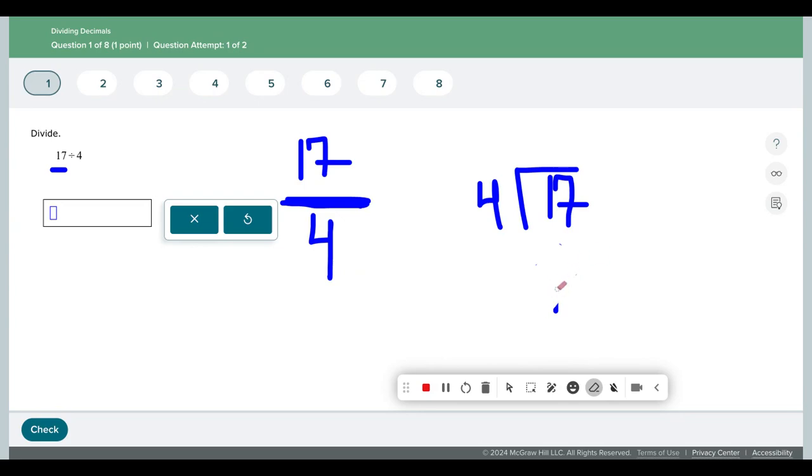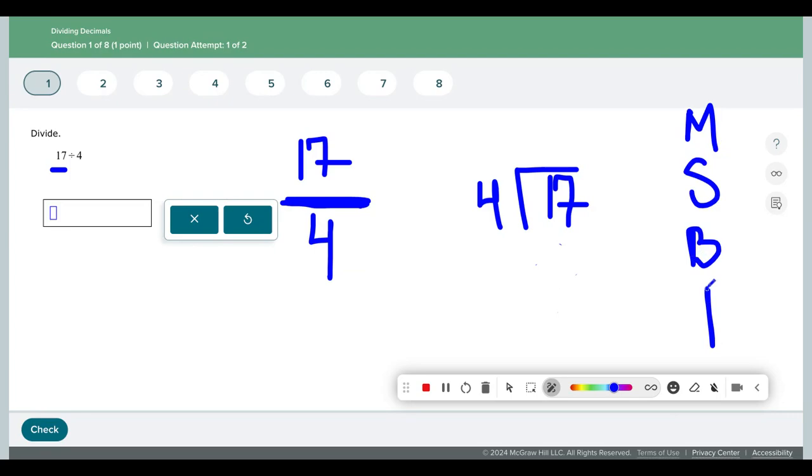Anywho, now I have to go through, and if you remember, we're using our overall concept: we're going to multiply, then subtract, bring one down, and then repeat, okay? So I'm going to start off with 4. Can I multiply anything by 4 to get 1? I cannot. I could do 0 if I wanted to, but I don't need a place value holder there. So I'm just going to scooch these on over, and instead of trying to go into 1, I'm going to try to go into 17.